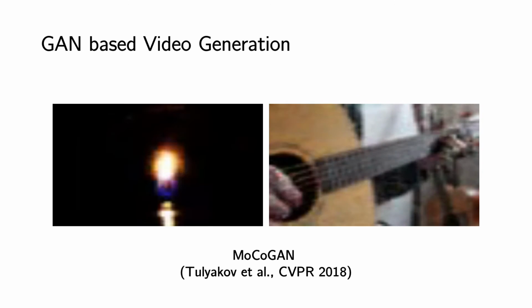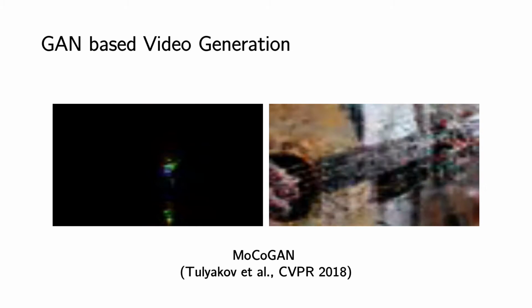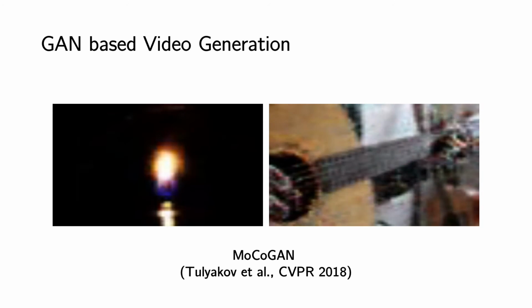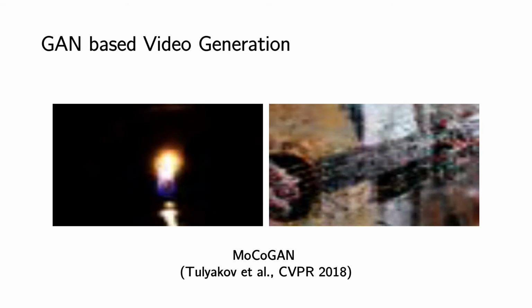A natural approach would be to use GANs to solve this problem. However, state-of-the-art GAN-based video generation methods such as MocoGAN produce low-resolution outputs and struggle to match the realism of actual videos. For example, here we train MocoGAN on the 3-second video clips of the candle flame and the guitar shown earlier. The synthesized output videos contain artifacts and do not reflect the temporal dynamics of the input videos.